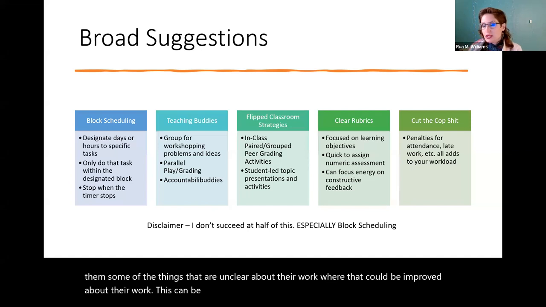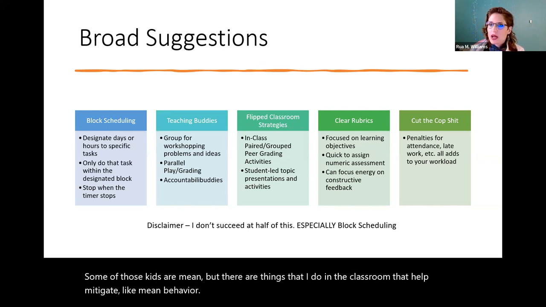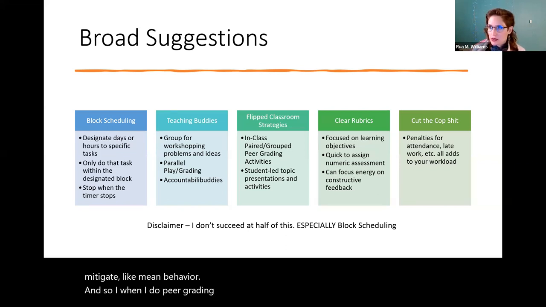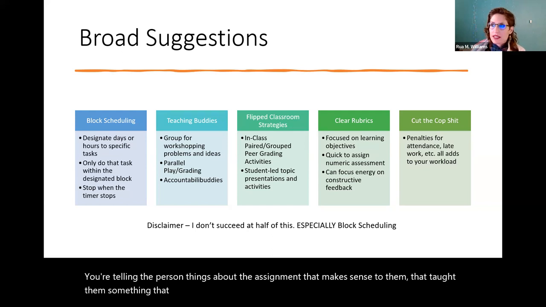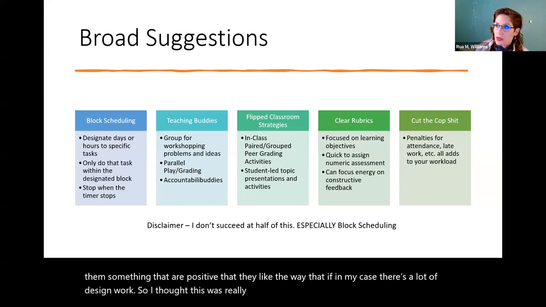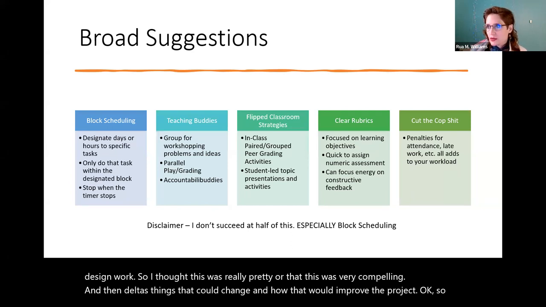This can be really hard, especially in undergrad when some of those kids are mean. But there are things that I do in the classroom that help mitigate mean behavior. When I do peer grading activities, I structure it around plus-deltas. You're telling the person things about the assignment that make sense to them, that taught them something, that are positive. In my case, there's a lot of design work, so like, I thought this was really pretty, or this was very compelling. And then deltas: things that could change and how that would improve the project. So, actionable recommendations.